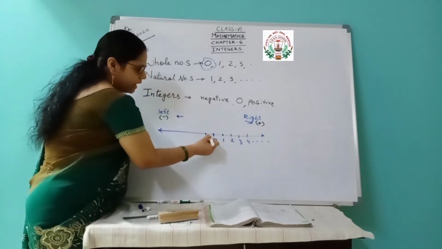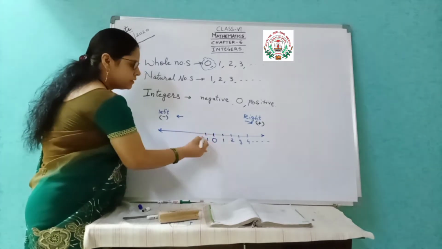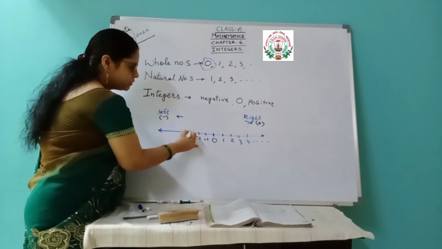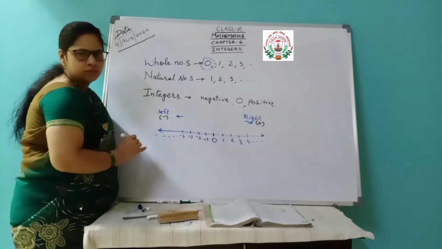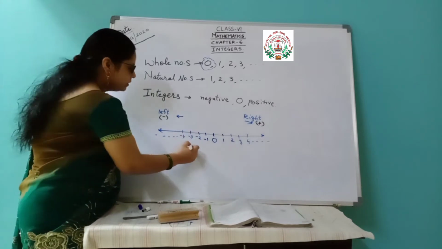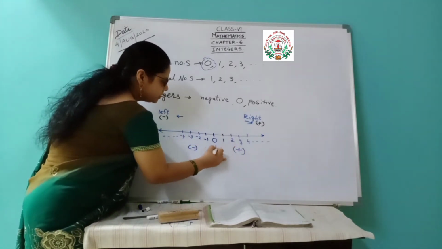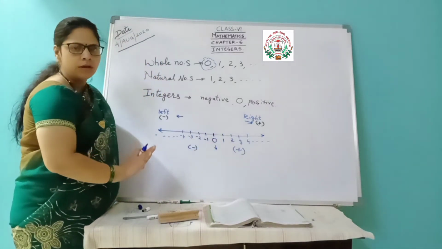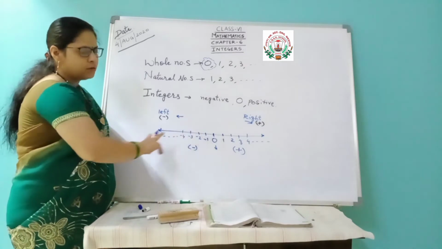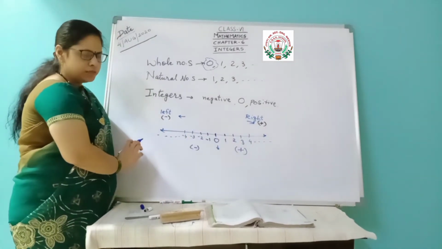As after 0 comes 1, just before 0 will be minus 1. And just before it is minus 2, then minus 3, minus 4, and so on. This is called the number line. These are the negatives, these are the positives, and this is the 0, because 0 does not have any negative sign or any positive sign. So, this is the number line where all these numbers are called integers.